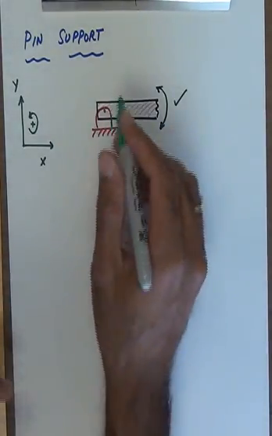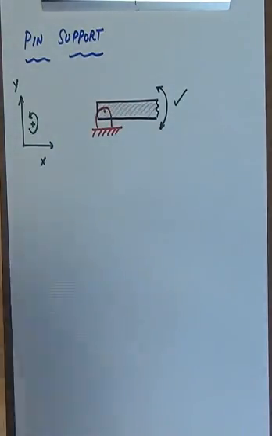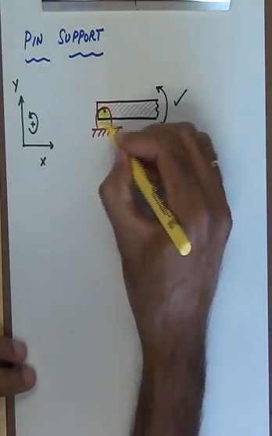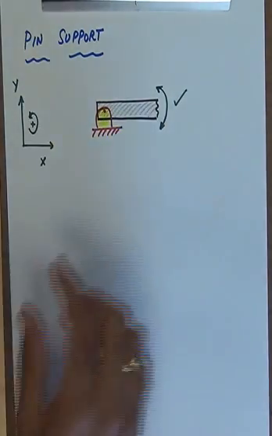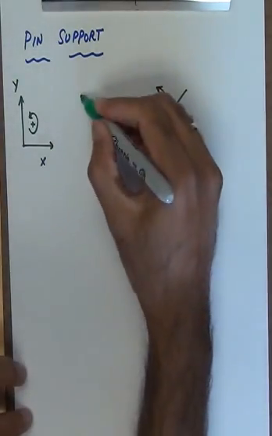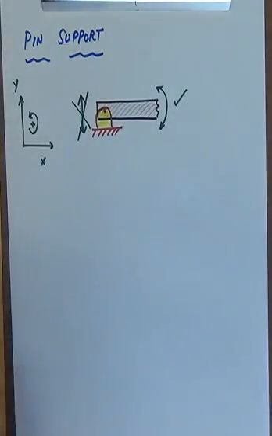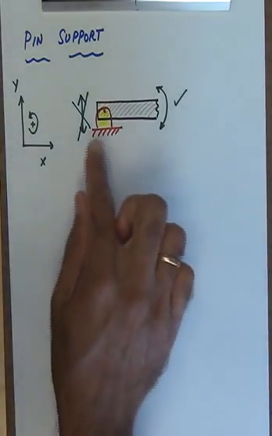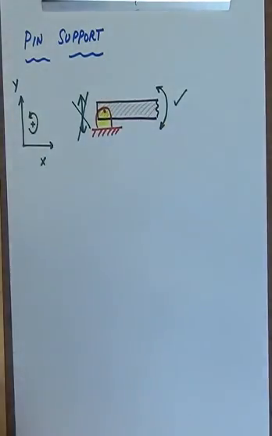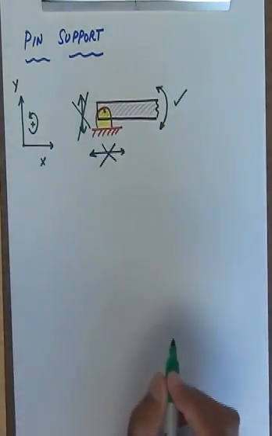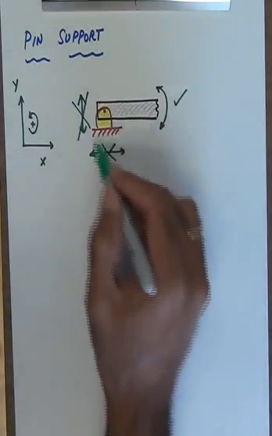But then what does a pin constrain? If I look at the pin support, it prevents me from moving up and down, which means that motion along the y-axis is not possible. Now the pin also does not allow me to move along the horizontal direction, which means that I cannot move in this direction either, which means that I have constraints along two directions.